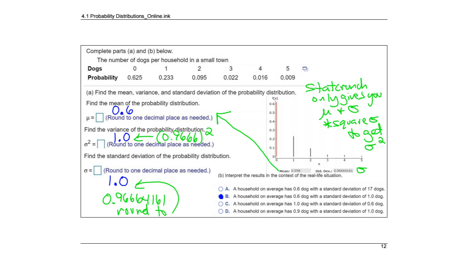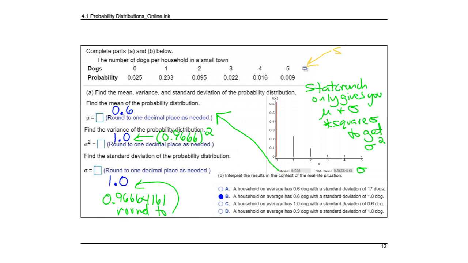Okay, so they gave me another probability distribution. I've got the number of dogs per household from 0 dogs up to 5 dogs. They went ahead and did the probability for me. That was very nice. And they want the mean, the variance, and the standard deviation. So I'm going to go ahead and click on this box right here. By clicking on that box, I'm going to have all of my data brought into StatCrunch for me.